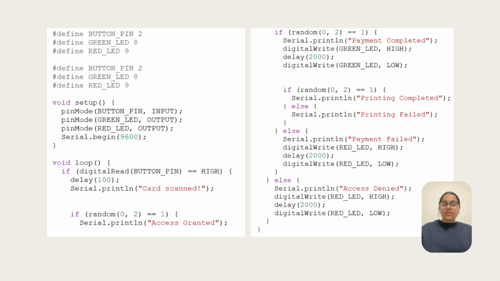If payment is successful, it prints payment completed and lights the green LED. Otherwise, it prints payment failed and lights the red LED. Then comes printing feedback. If payment succeeds, the code simulates printing feedback with a random result, printing completed or printing failed.